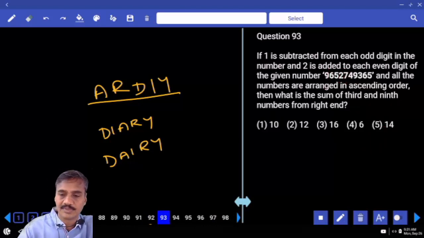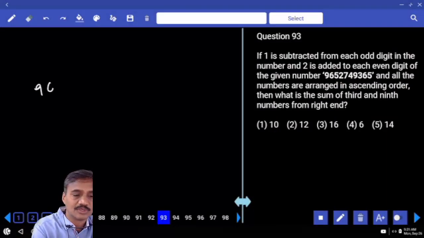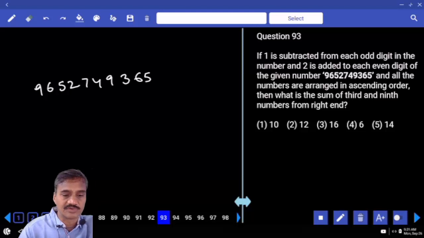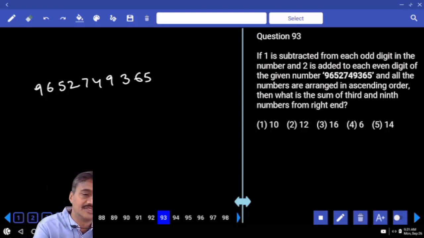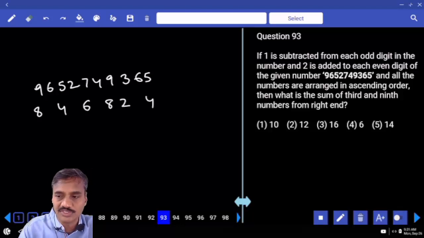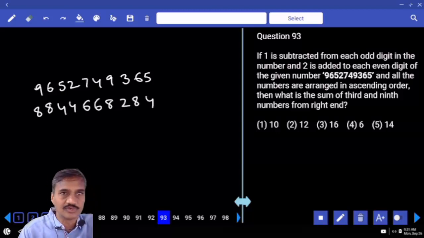And 93. Now in this 93, 96527, 49365. If 1 is subtracted from each odd digit, this is 8, 4 and 6, 8, 2 and 4. And 2 is added to each even digit. 2 is added means this is 8, 4 and 6, 8. 2 is added to each even digit.